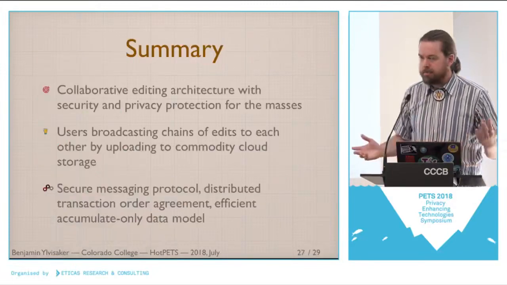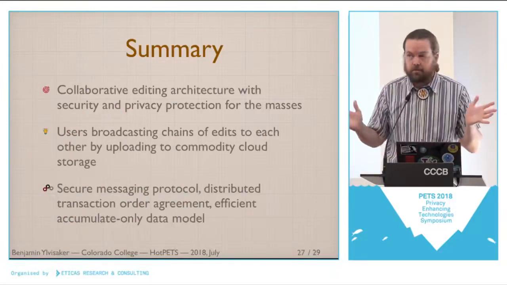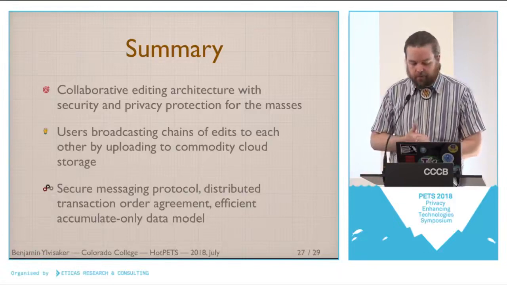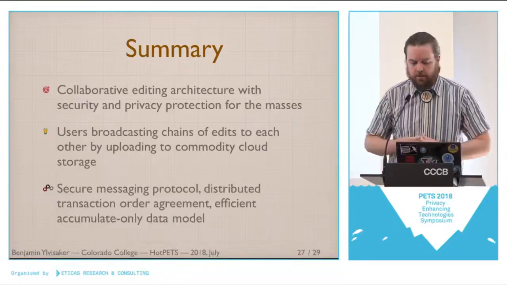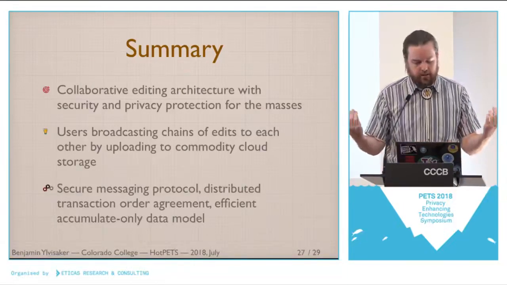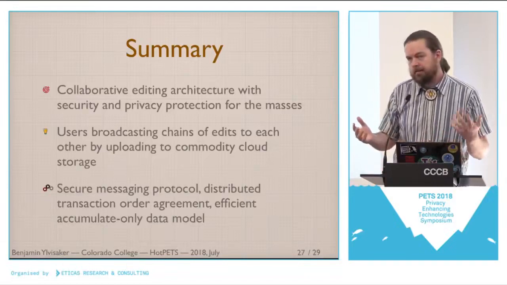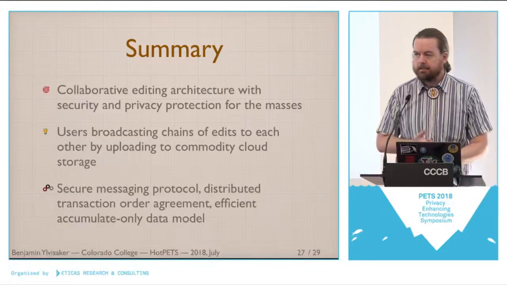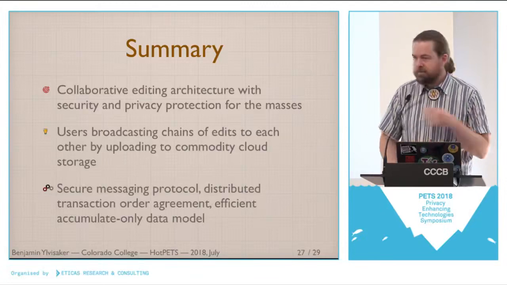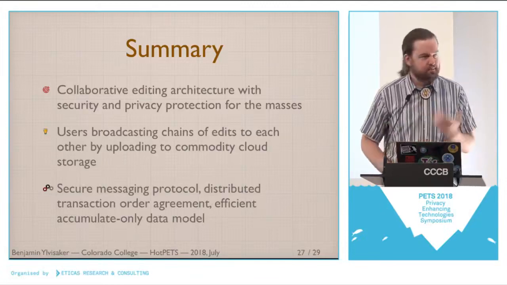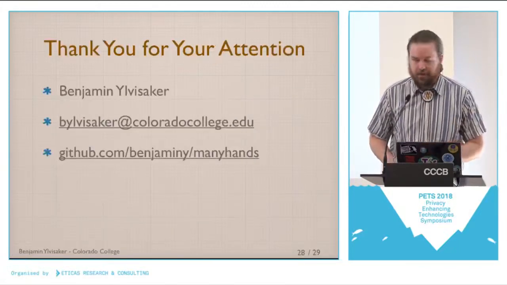So, in summary, my goal is to make an architecture for collaborative editing systems that allow you to do any kind of collaborative editing that you want, but with better security and privacy than current systems. The key idea is that users broadcast chains of edits to each other by uploading to their own commodity cloud storage account. And then there are a handful of technical details that are a little bit gnarly that need to be ironed out along the way. And my current prototype is some of the way towards implementing this. I'm not done, but it's seeming reasonably feasible so far. So thanks for your attention.